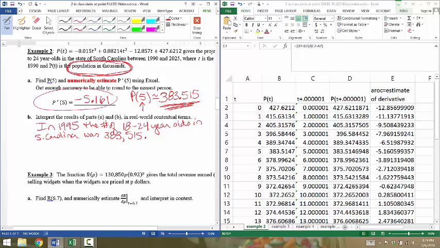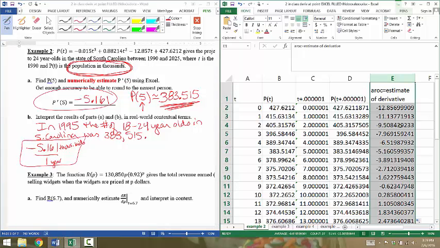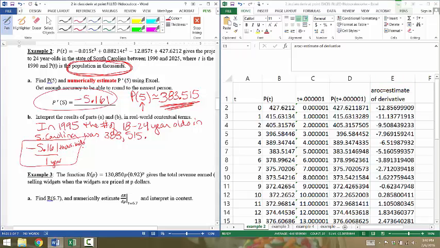Now, p prime of 5 equals negative 5.161. Again, that's a rate. Negative 5.161 over 1. It's a derivative value. It's a slope. It's saying if you increase a year, you will decrease 5.161 thousand people between 18 and 24. And that's only happening at the year 1995. Again, if you notice in column E, those derivative values are changing. It's not a fixed rate of decrease or a fixed rate of increase in the population. This is only happening in 1995.